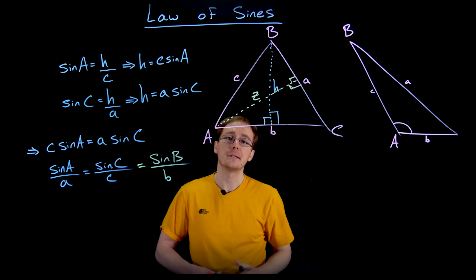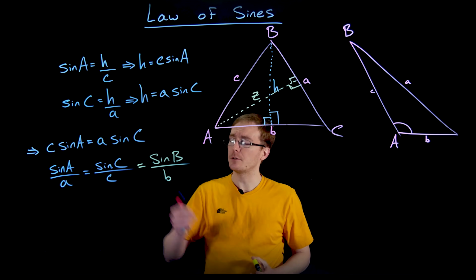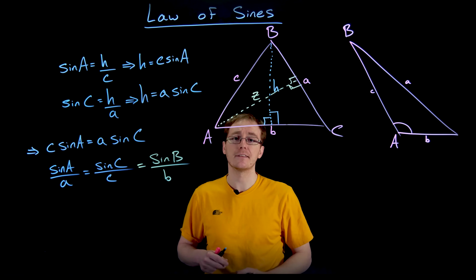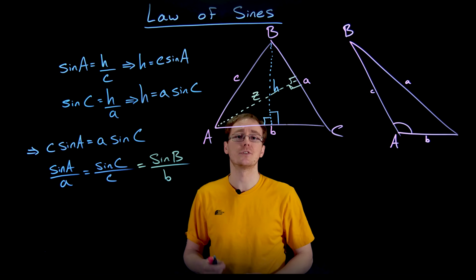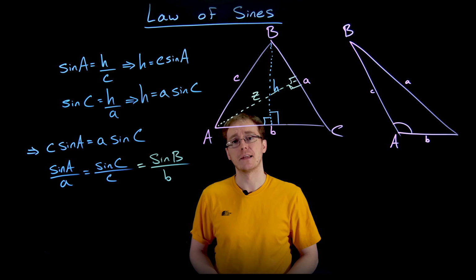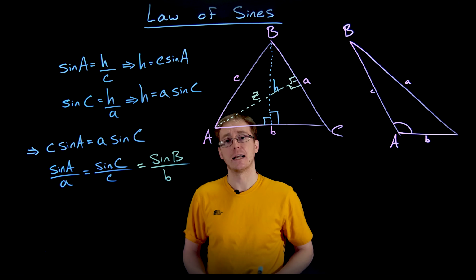And so what we find when we repeat that analysis is that we get sine of angle A over side length A is equal to sine of angle C over side length C. And this third piece we're adding on here is that all of this is still equal to sine of angle B over side length B. And this formula is what we refer to as the law of sines formula.